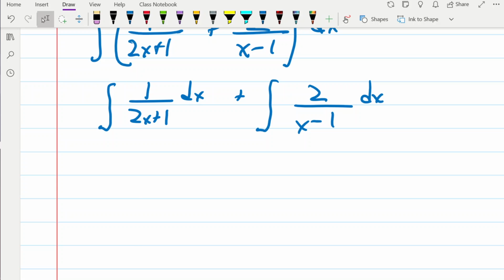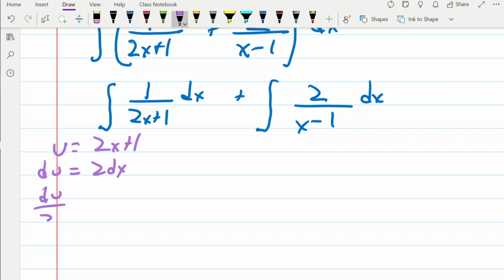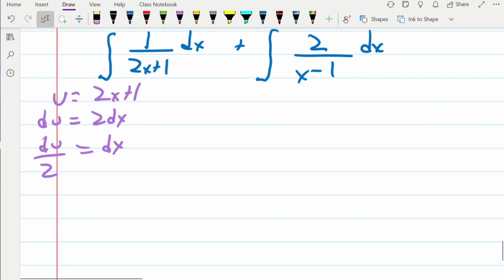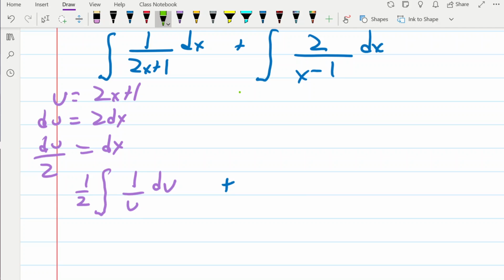So for this first one, we're going to do a u substitution, in which u is equal to 2x plus 1, du is going to equal 2 dx, so du over 2 is going to equal dx. So we're going to get the integral of 1/2, we're going to take that out to the front, 1 over u du, plus, and I'll use green over here, u equal to x minus 1, du equals dx. So this will be 2 times the integral of 1 over u du.